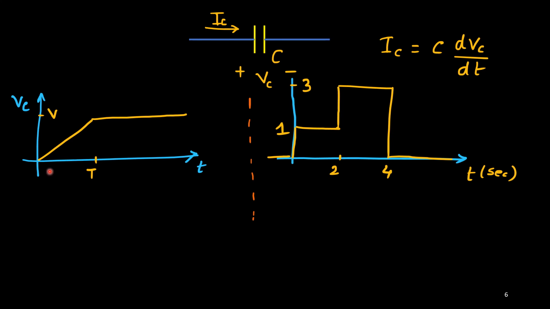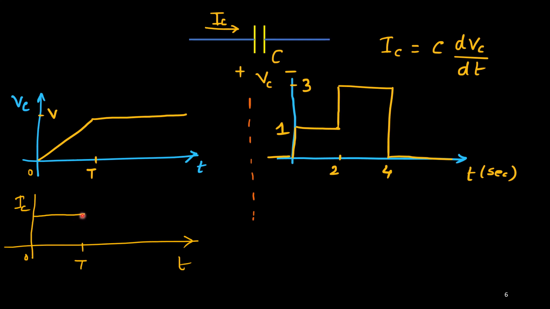As it is a linear rising curve, its slope is constant. So we can plot the Ic. From 0 to capital T, you will get a constant because the derivative is constant. Beyond that, when t is more than capital T, the Vc value is constant, so the derivative is 0. Here the derivative is 0, and here it is growing linearly, thus the derivative is constant.